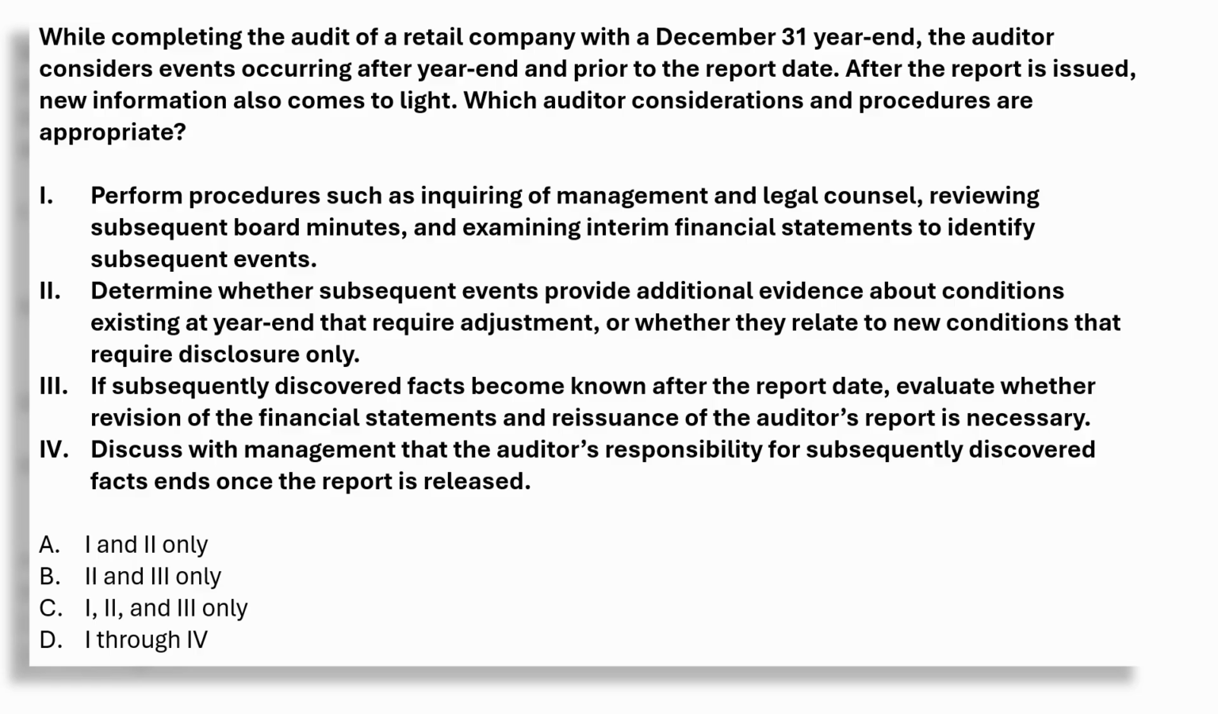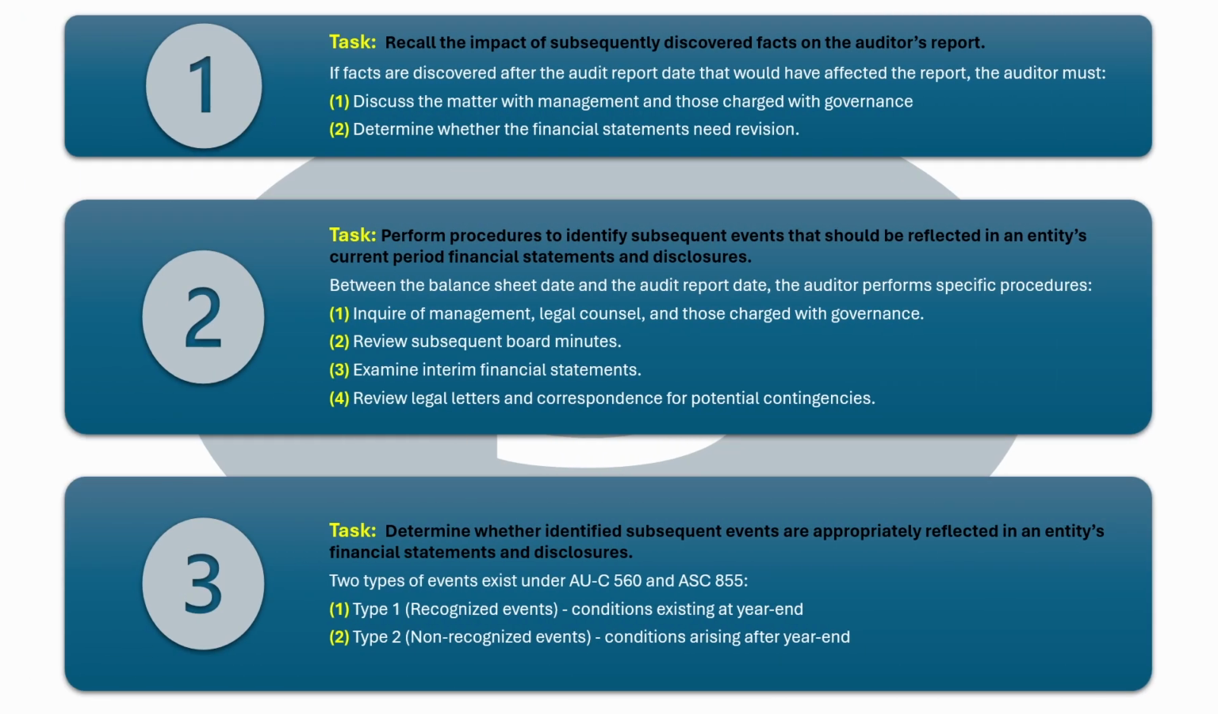Let us look at the AICPA representative tasks on subsequent events. 1. Recall the impact of subsequently discovered facts on the auditor's report. If facts are discovered after the audit report date that would have affected the report, the auditor must discuss the matter with management and those charged with governance, and determine whether the financial statements need revision. If revision is necessary, issue a new or reissued report, usually with an explanatory paragraph describing the circumstances. If management refuses to revise, the auditor may need to notify users or regulatory bodies to avoid reliance on misleading financials.